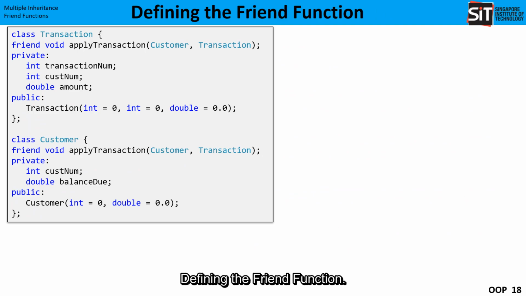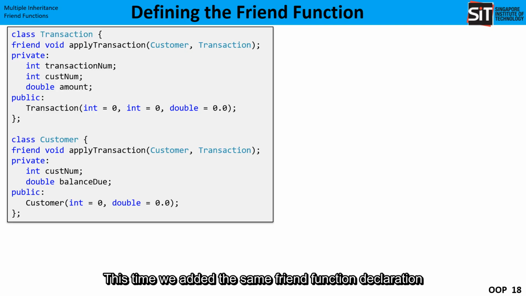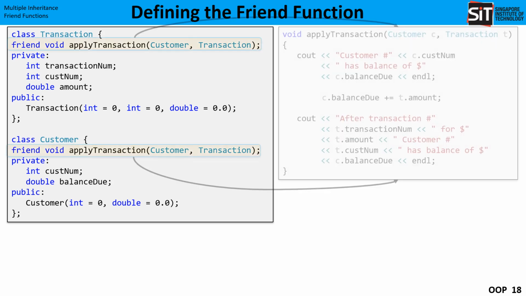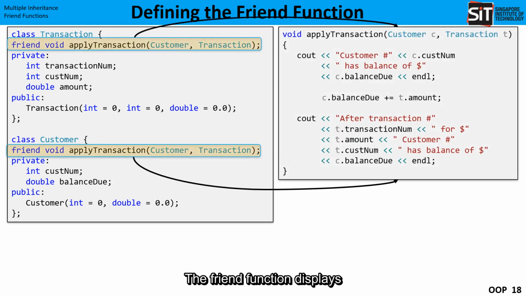At last, defining the friend function. Here we have again two classes, transaction class and customer class. This time, we add the same friend function declaration called applied transaction with two objects, customer and transaction, as arguments. The friend function displays the data from the customer object, applies pay amount of transaction object to the balance due of customer object and displays the transaction.